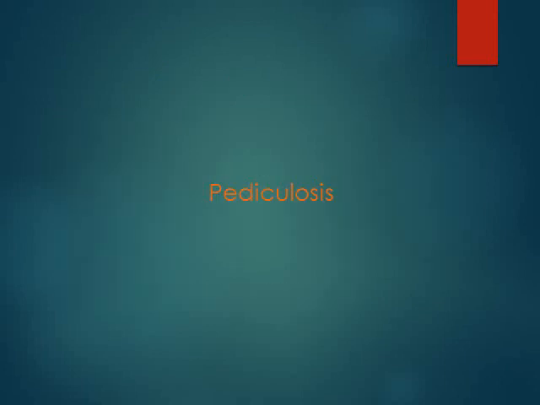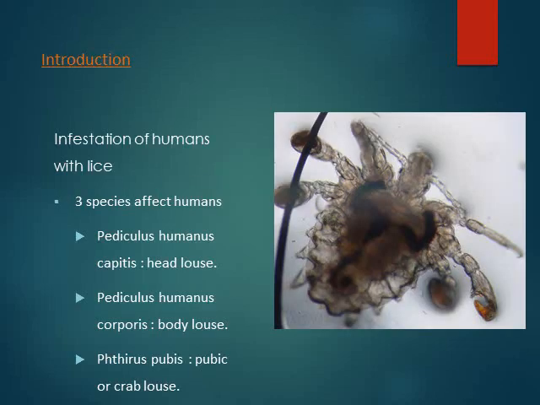So the next infection is pediculosis. This is the infestation of humans with lice. There are 3 types. That is basically pediculosis humanus capitis, which causes head lice, pediculosis humanus corporis, which causes body lice, and Phthirus pubis, which causes pubic lice, also called crab lice. So pediculosis capitis is caused by head lice, and pediculosis corporis by body lice, and Phthirus pubis causes crab lice.